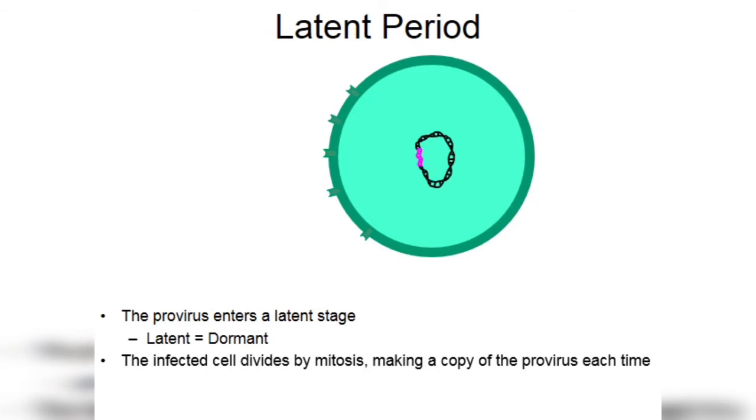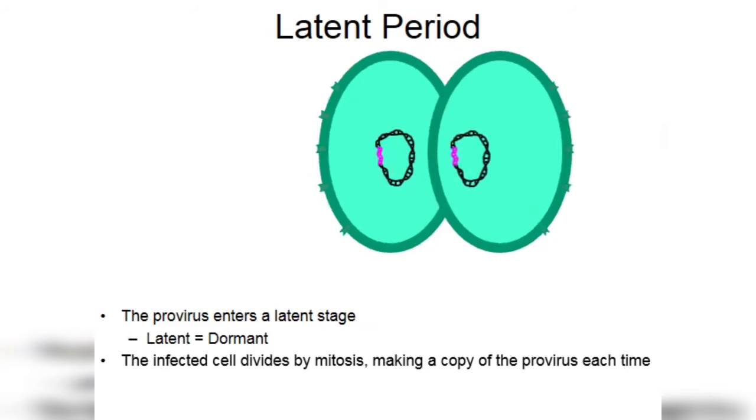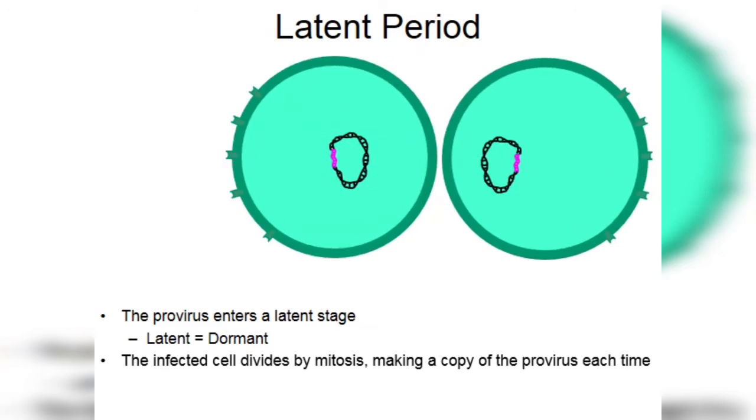And so the infected cell simply carries on and eventually divides by mitosis. The difference being every time the host cell divides, it makes a copy of the provirus. During the cell cycle of mitosis, the DNA is duplicated and then the cell begins to divide into two. Notice how there are now two infected cells when originally there was only one. So each newly created cell contains a copy of the provirus.